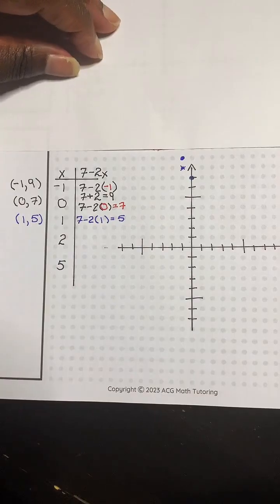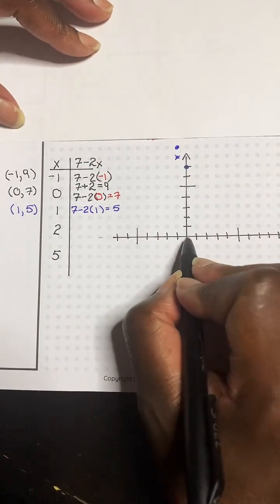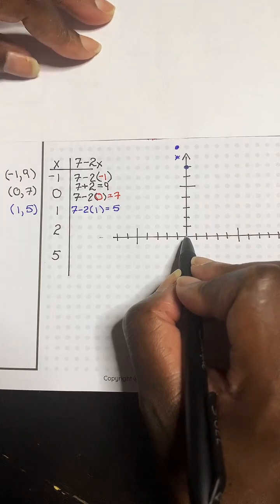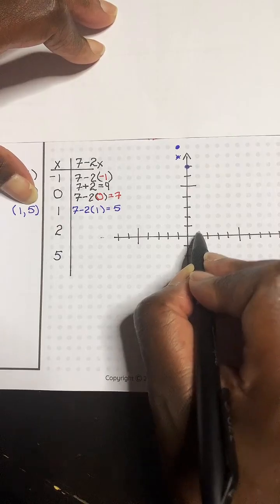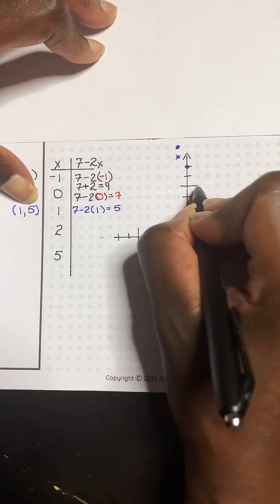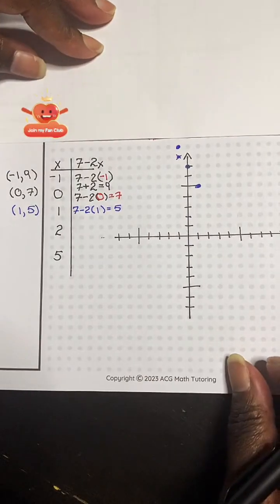All right. So starting here at the origin, we're going to go to the right one, then we're going to go up 5 to make our point.